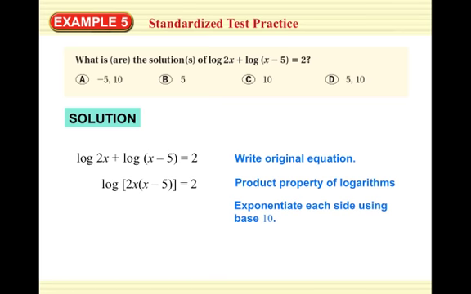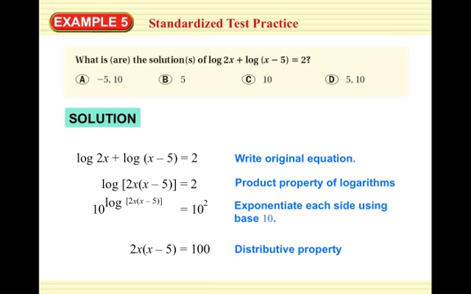That equals 2. So now we're going to exponentiate each side using a base of 10. So we're going to have 10 to the power of the common log of the product of 2x times x minus 5 equals 10 squared, because we're raising up both sides as powers of 10. Now on the left, 10 to the power of and taking the common log of are inverse functions, so we're going to end up with just 2x times x minus 5 equals 10 squared, which is 100. So 2x squared minus 10x equals 100.